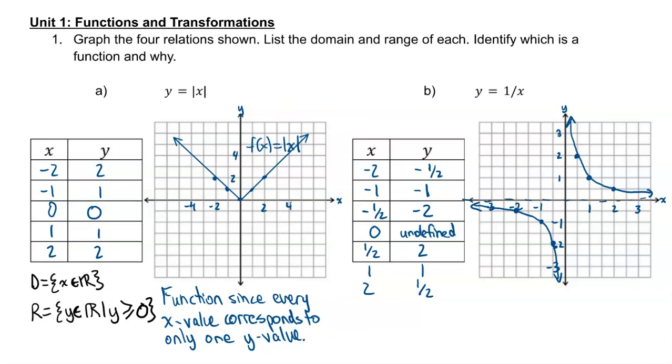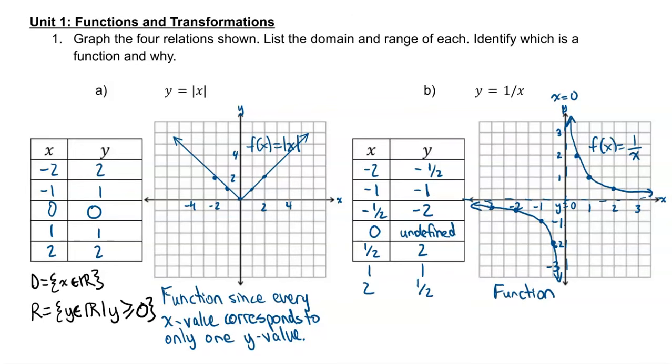Right at that line x equals 0, that actually is going to be a vertical asymptote, and y equals 0 is a horizontal asymptote. You can see those labeled with the dotted lines. And that is a function because it passes the vertical line test, and every x value corresponds to only one y value. So we can label that with function notation f of x equals 1 over x.